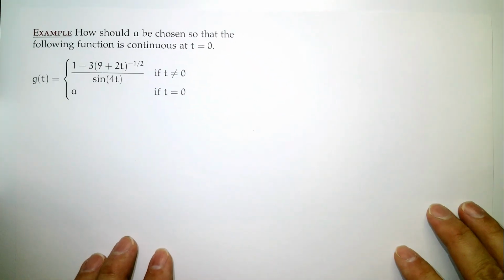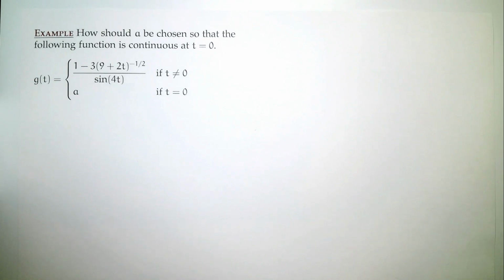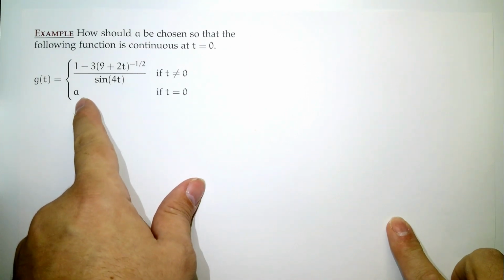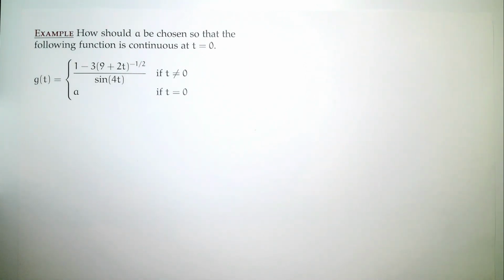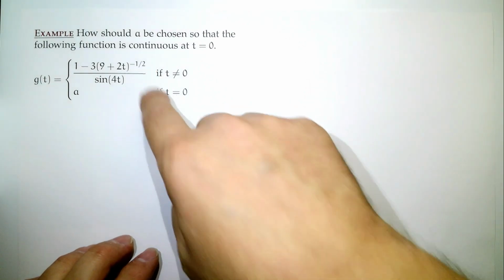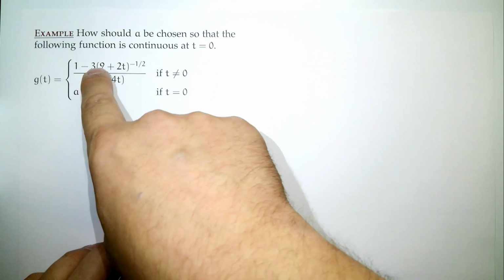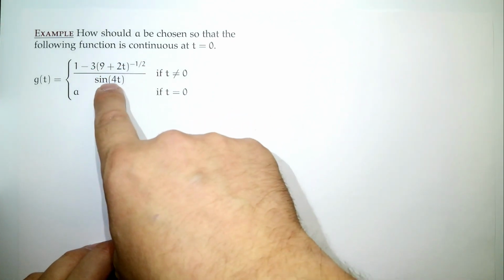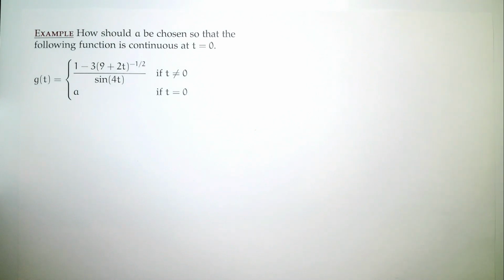All right. So here we go. How should the value a be chosen so that the following function is continuous at t equals 0? So we have this function, g of t. It's, again, a piecewise function. Now, we don't know what it is at 0 yet, so it's some number a. We've got to figure out what a is. And then there's this sort of weird-looking other expression: 1 minus 3 times (9 plus 2t) to the negative one half, over sine of 4t. Well, that does not look fun. But we're going to do it anyways. Because we've got to know.